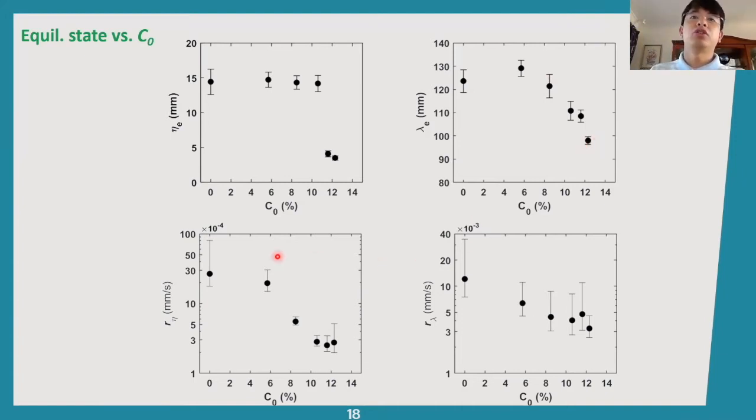The bottom two plots show the ripple's development rate against the initial clay content. The ripple's development rate equals the ripple's equilibrium dimension over the ripple's equilibrium time. So both the ripple's height development rate and the ripple's wavelength development rate decreased with the initial clay content increased.